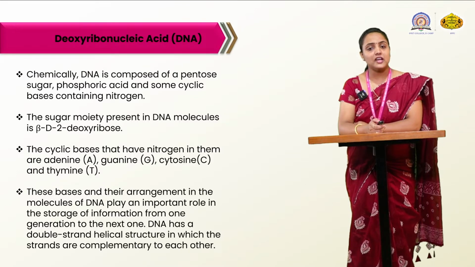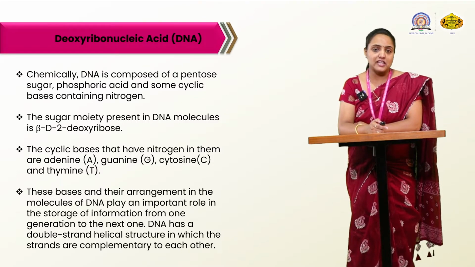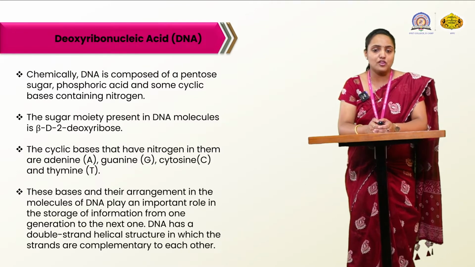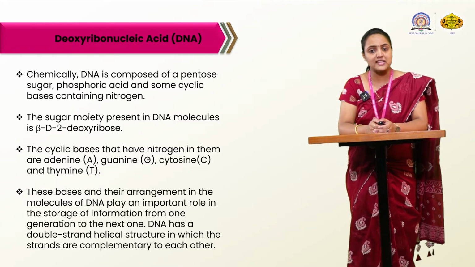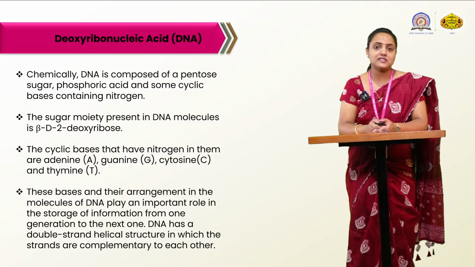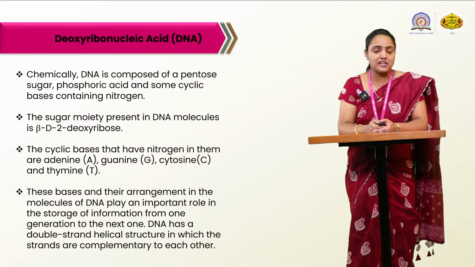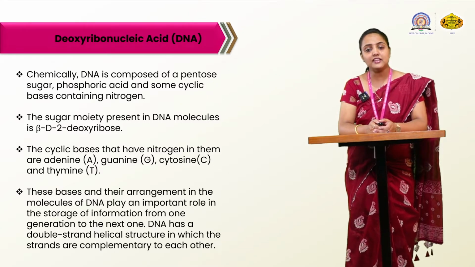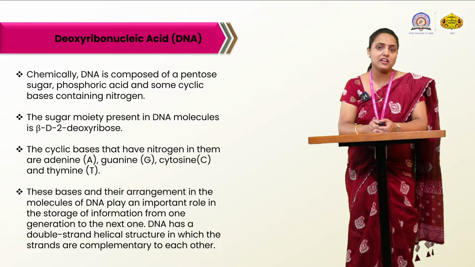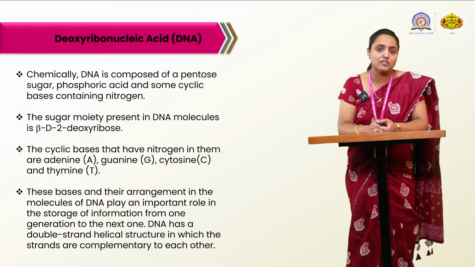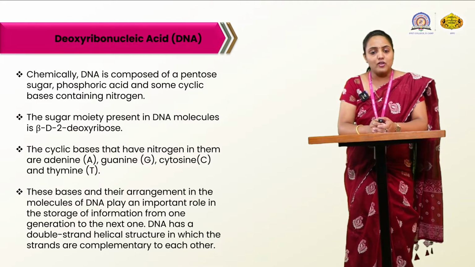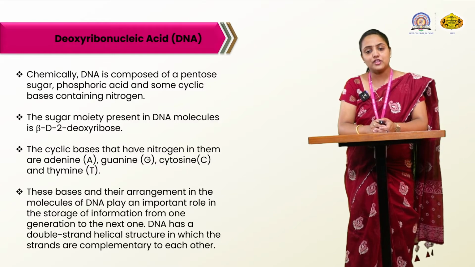Now we are going to study DNA. Chemically, DNA is composed of pentose sugar, phosphoric acid and cyclic nitrogen bases. The sugar present in the DNA molecule is beta-D-2-deoxyribose. The nitrogen bases are adenine, guanine, cytosine and thymine. These bases and their arrangement in the DNA molecule play a very important role in storing information from one generation to the next.